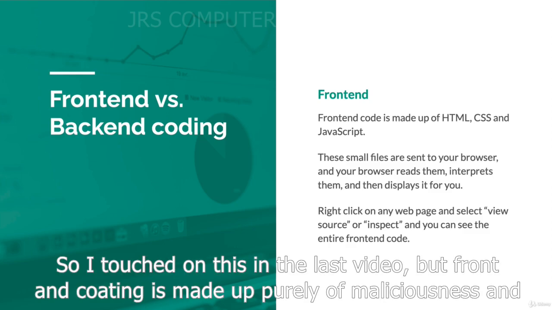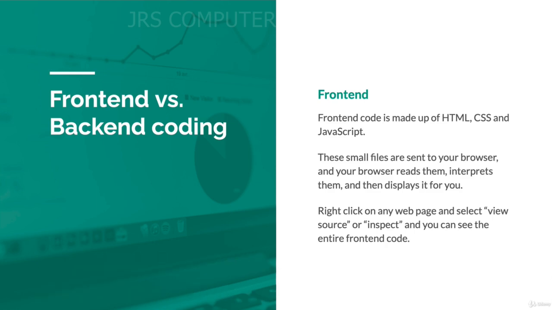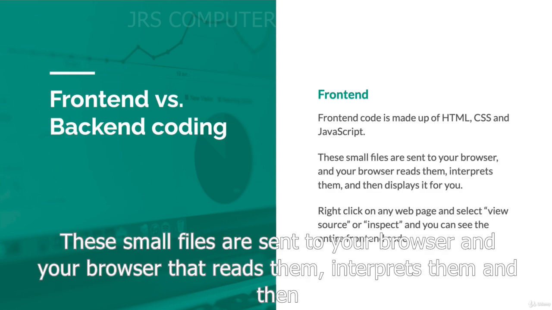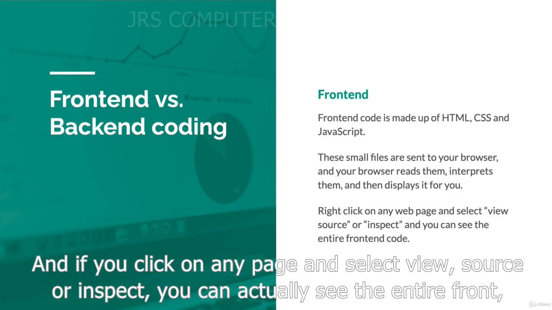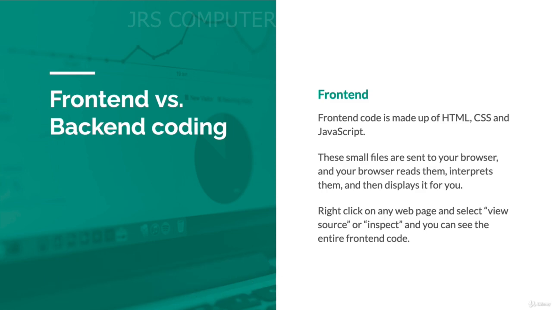Front-end versus back-end coding. So I touched on this in the last video, but front-end coding is made up purely of HTML, CSS, and JavaScript. These small files are sent to your browser, and your browser then reads them, interprets them, and then displays them for you. And if you right-click on any page and select View Source or Inspect, you can actually see the entire front-end code. It's completely available to you.